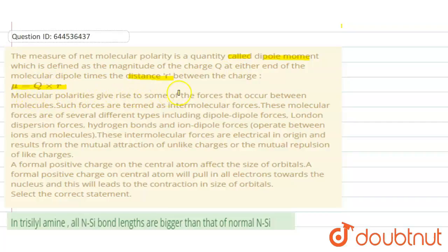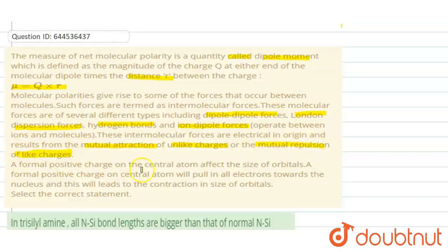Molecular polarity gives rise to some of the forces that occur between molecules. Such forces are termed intermolecular forces. These forces are of several different types, including dipole-dipole forces, London dispersion forces, hydrogen bonds, and ion-dipole forces, which operate between ions and molecules. These intermolecular forces are electrical in origin and result from the mutual attraction of unlike charges or mutual repulsion of like charges.